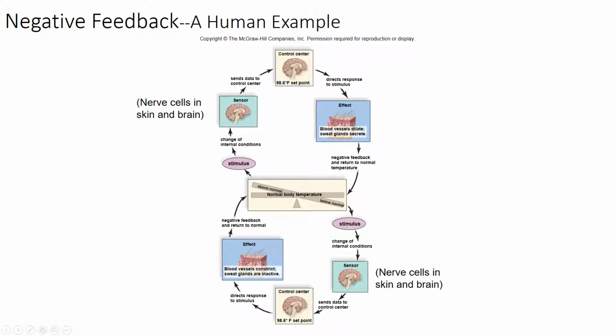And in the different way, if you get too cold, then the nerve cells in your skin and your brain will send a message to your hypothalamus in your brain, and that will send a message to your skin. Your blood vessels will constrict, your sweat glands will go inactive, you'll start to shiver, okay, the hair on your arms will raise up, and that will raise up your body temperature, and things will return back to normal.